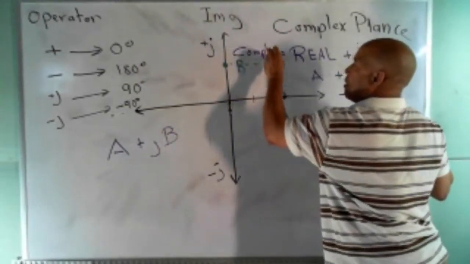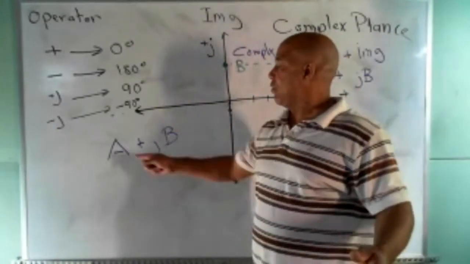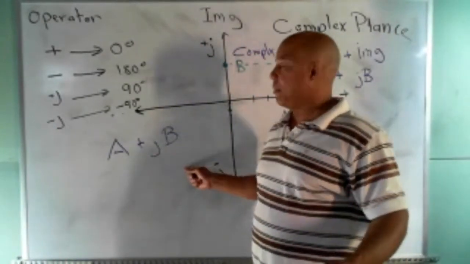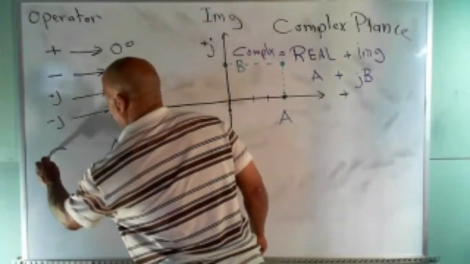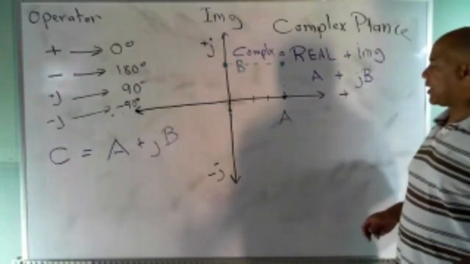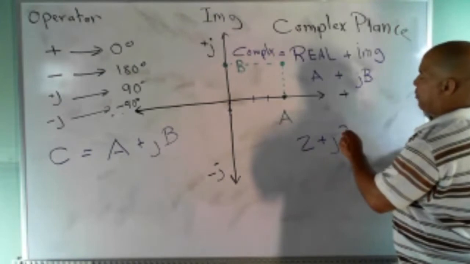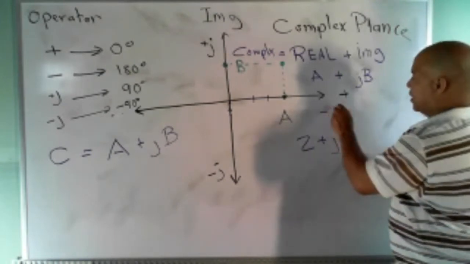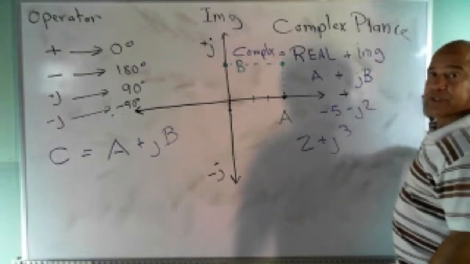A complex number is a number that consists of a real part and an imaginary part. So this over here, I'm going to just call it C for complex number. A complex number might look like this: 2 plus j3, or minus 5 minus j2. Those are all complex numbers.